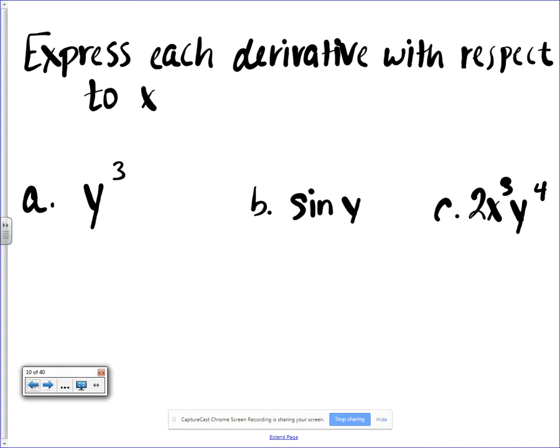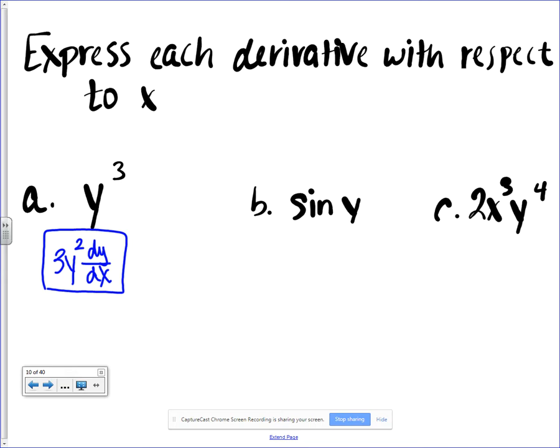So I need to take the derivative of y to the 3rd. Well, the derivative of y to the 3rd is that. But that's with respect to y. I want it with respect to x. Well, what's the notation for the derivative of y with respect to x? The notation is that. So I'm just going to put that on the end, signifying that, yes, I was supposed to take this with respect to x, but there weren't any x's in there. So this notation lets my reader know that. Okay, let's do the next one.